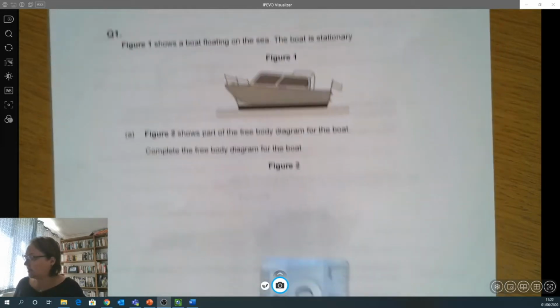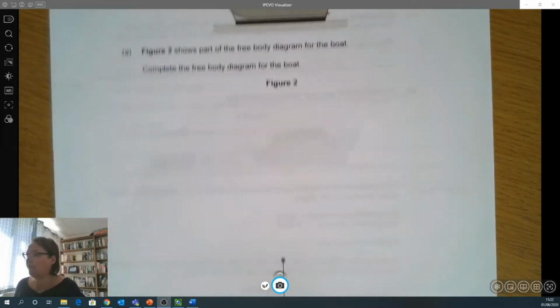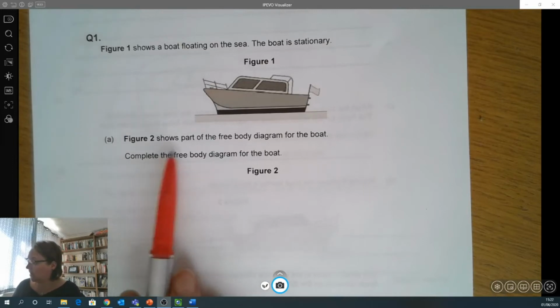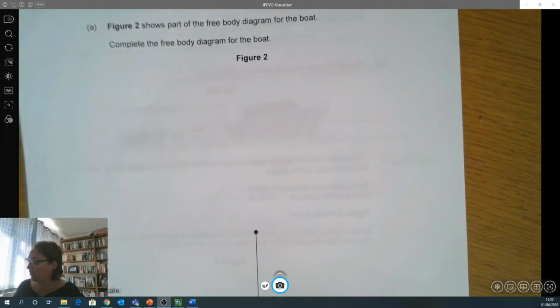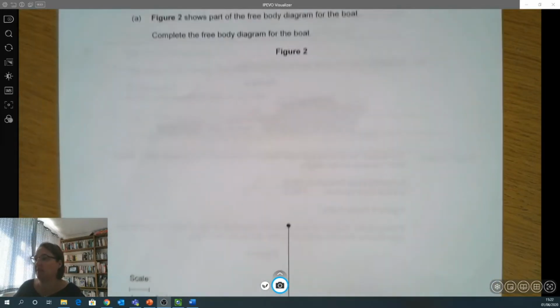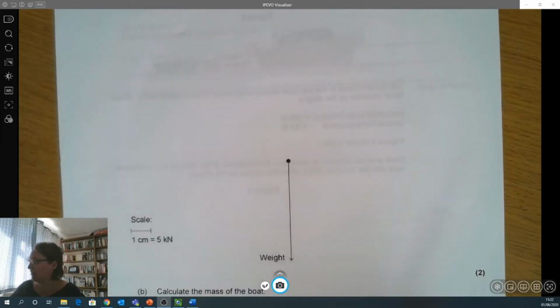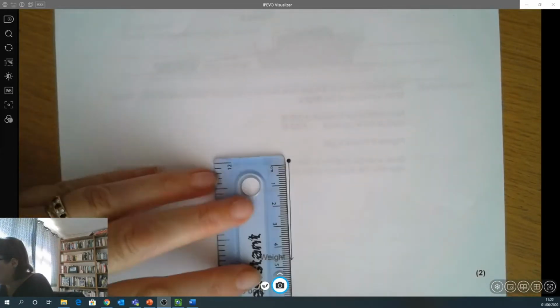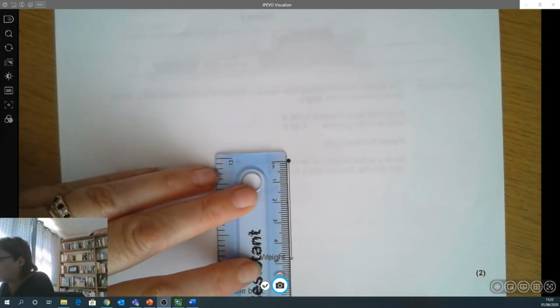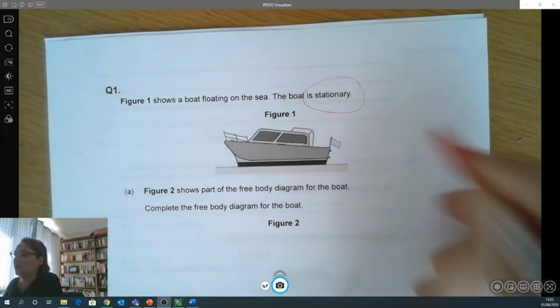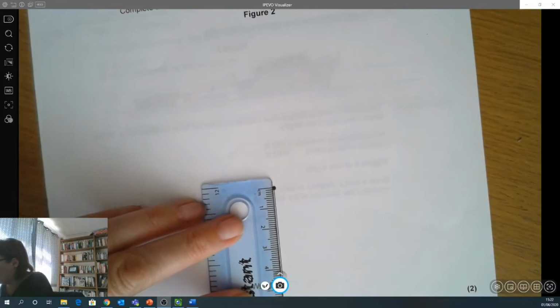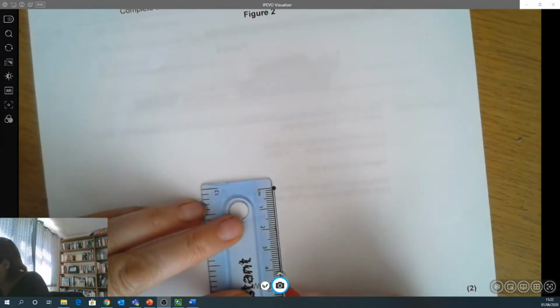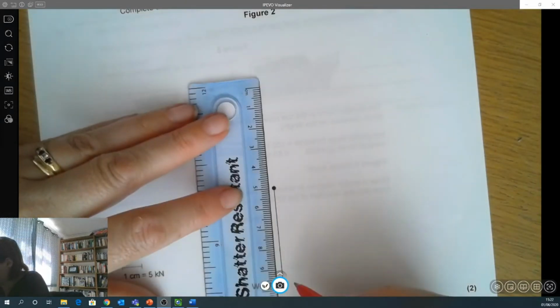So let's start. I've got a boat floating on the sea, and I've got a free body diagram for the boat. A free body diagram is the forces acting on the boat. I've got the weight in this direction, and it says to complete that free body diagram. The crucial thing here is that it says the boat's stationary, it's not going anywhere, so I need to make sure that's about 4.9 on my diagram.